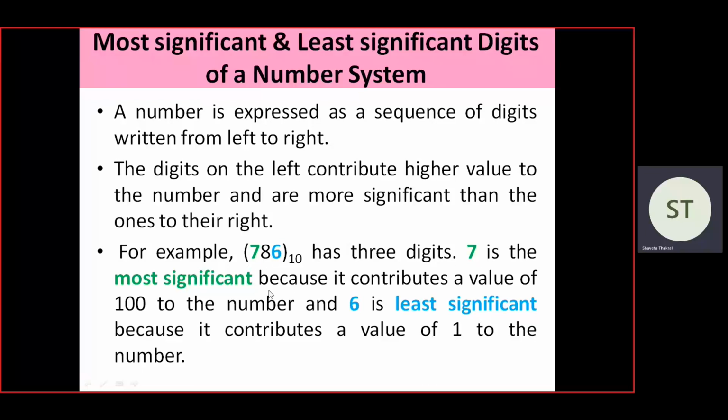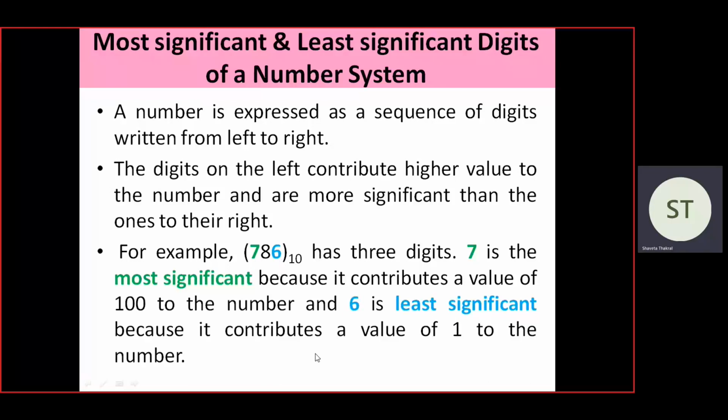So here 7 is the most significant digit as its weight is 10 raised to power 2, that is 100. And for 6, the weight is 10 raised to power 0, and 10 raised to power 0 is 1. So here the weight is least, so this is called the least significant digit. And here the weight is highest, so this is considered to be the most significant digit. So the conclusion is that the leftmost digit is the most significant digit, and the rightmost digit is considered to be the least significant digit.